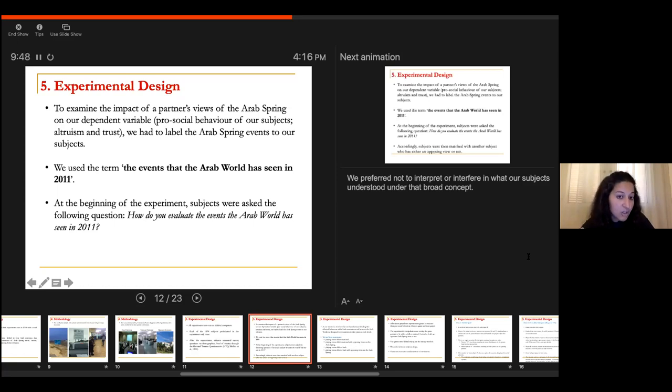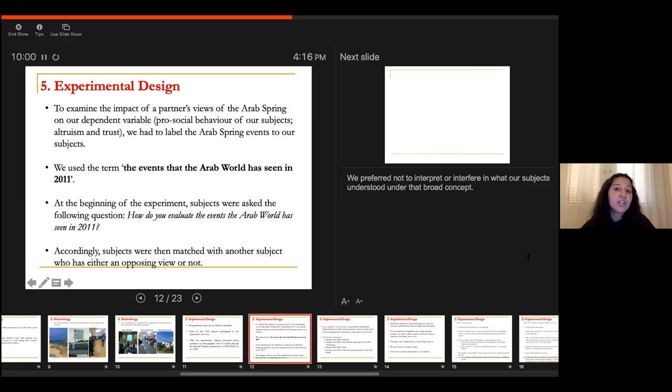How did we measure this? At the beginning of the experiment, subjects were asked the following question: how do you evaluate the events the Arab world has seen in 2011? And accordingly, based on their answers, subjects were then matched with another subject who has either an opposing view of the Arab Spring or the same view of the Arab Spring.